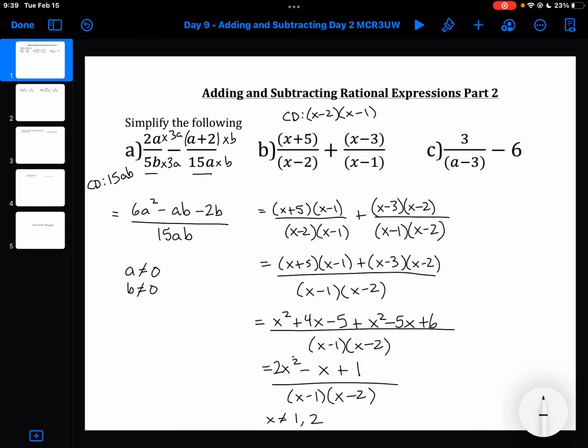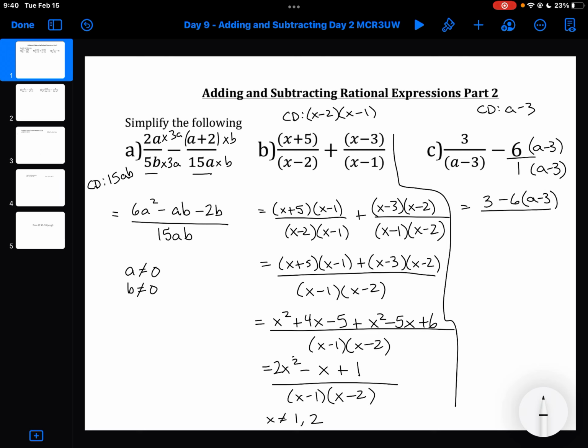In example C, now I've got a binomial and a whole number, so I can see that the only thing I'm missing from my denominator is an extra a minus 3 on the right hand side. So my common denominator is just a minus 3. So that means I'm left with, on the top, 3 minus 6 times a minus 3 all over a minus 3. And then I can expand and simplify the top just like I did in example B.